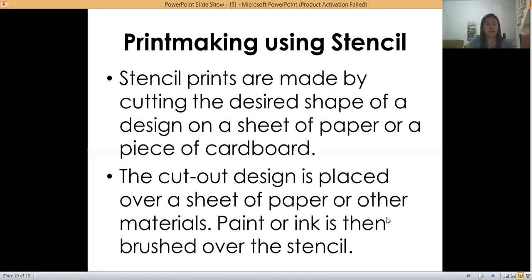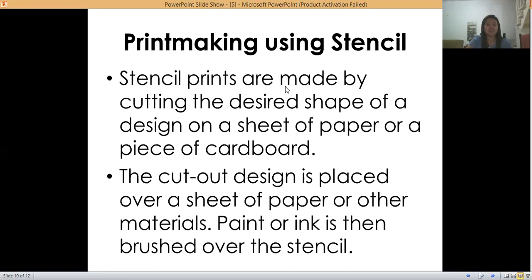So for our arts, it is printmaking using stencil. We made this when you were in grade 1. Remember, what's this? The Christmas tree. Okay, we used the stencil prints in our Christmas tree art, our Christmas art card.